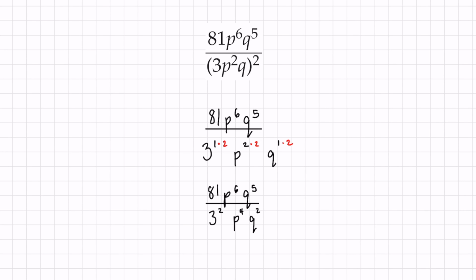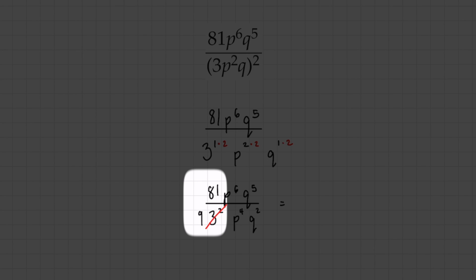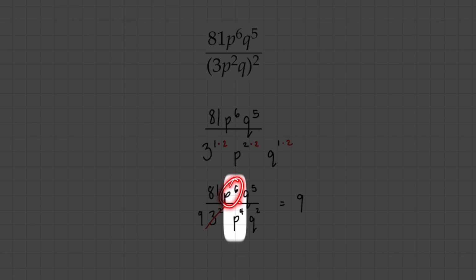I don't want to rewrite all that over, so sometimes you can take little shortcuts, like 3 squared. 3 squared is just 9, and then from here you can simplify. So 81 and 9. Some people are subtracting those. You only subtract the exponents when you're doing quotient of powers. As far as the coefficients, just divide 81 by 9 and you get 9. P^6, P^4. The rule is subtract the exponents when you're dividing powers with the same base. So that becomes P squared. You can do that in your head. And Q^5 and Q^2, 5 minus 2 is Q^3.